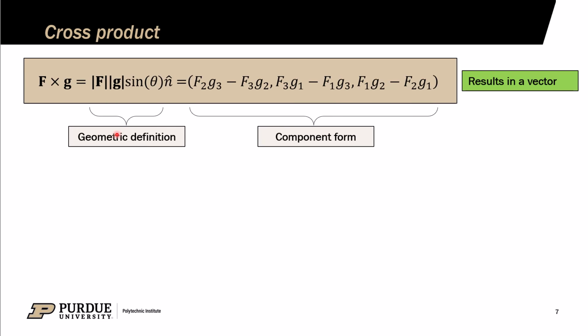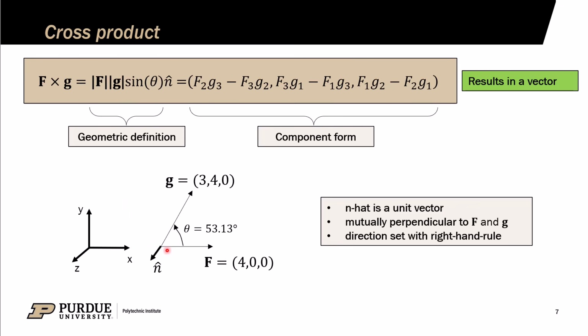Now the geometric definition looks similar, it's a little different. We've got the magnitude of f times the magnitude of g, that's similar to dot product. But now we take the sine of the angle between the two vectors, and we've got an n hat. This is a unit vector that carries its own direction. It's not aligned with the x, y, z axes per se. It depends on your two vectors.